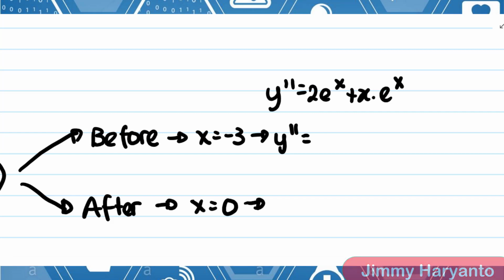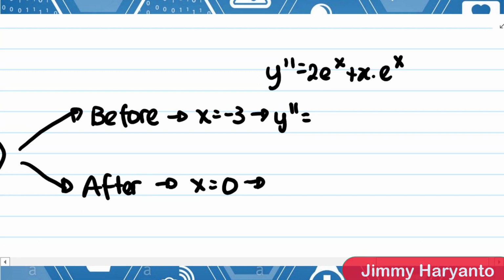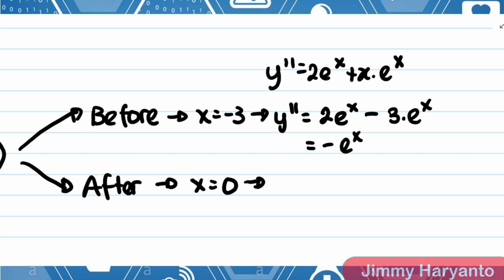Or we don't have to, just leave the e to the power of x like that. Yeah, so 2e to the power of x plus negative 3 times e to the power of x. Let's say the expression is like this, so we will have negative e to the power of x, and we already know that e to the power of something will become positive numbers. Positive numbers times negative will be negative.